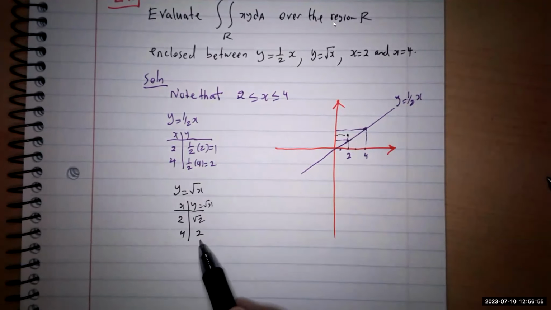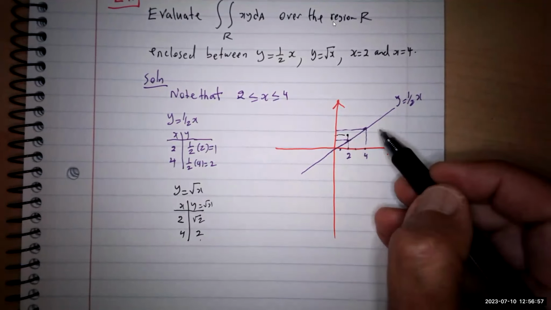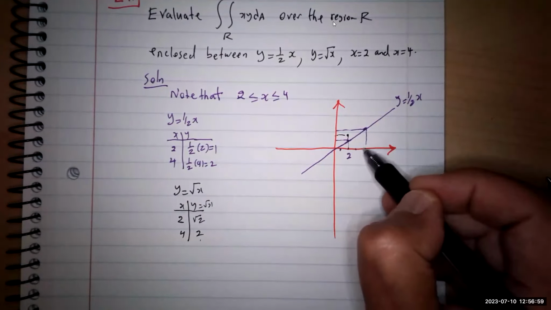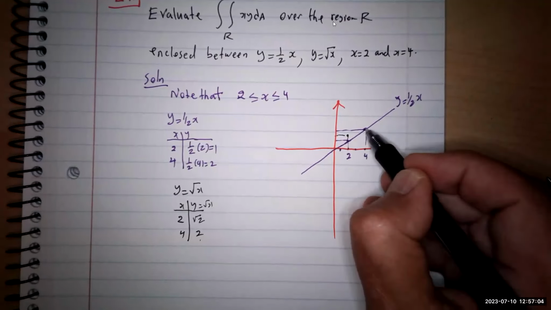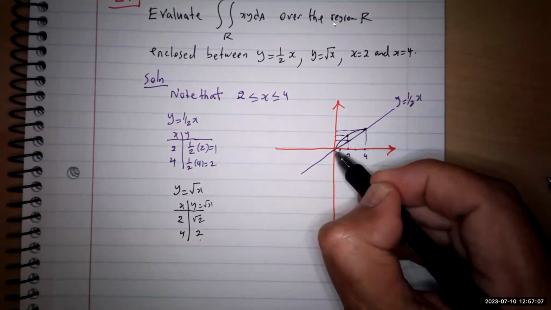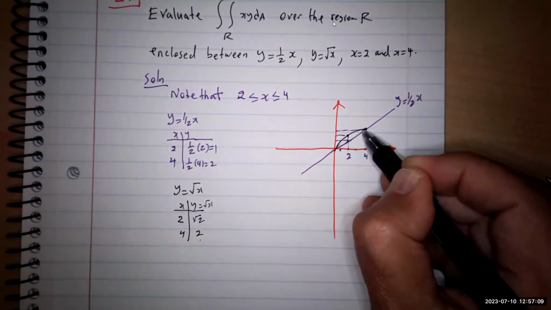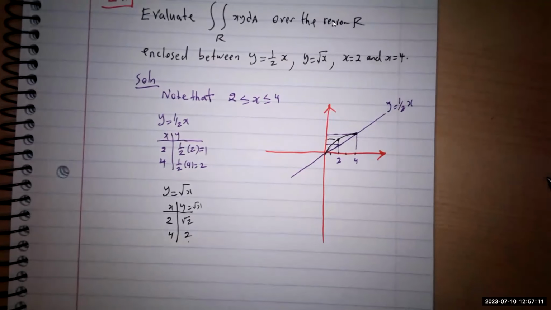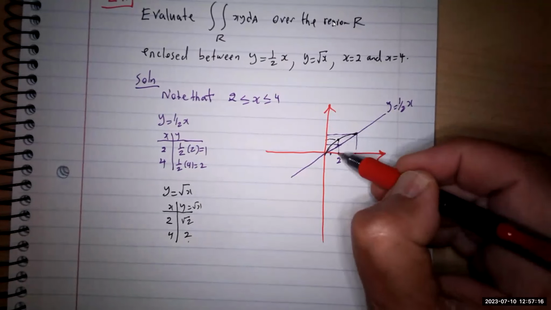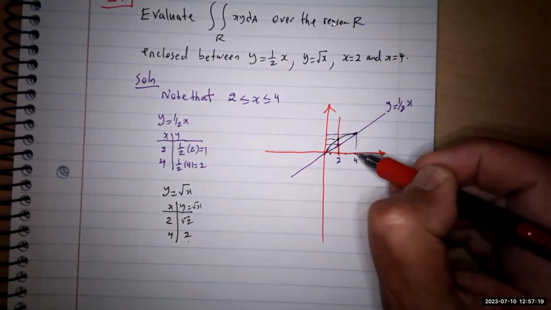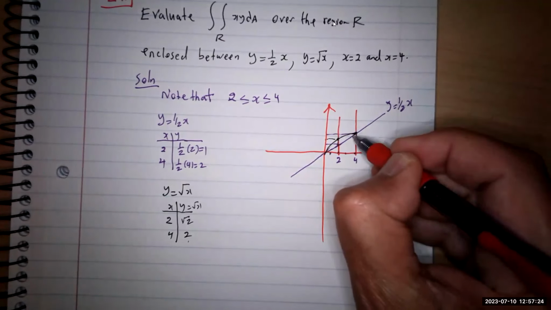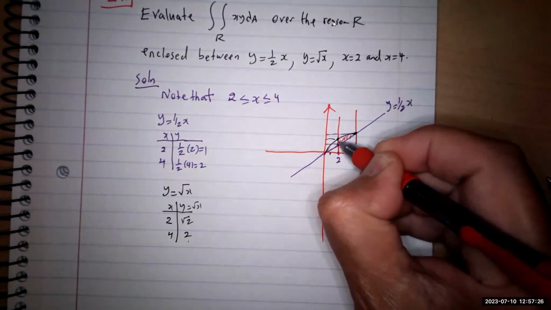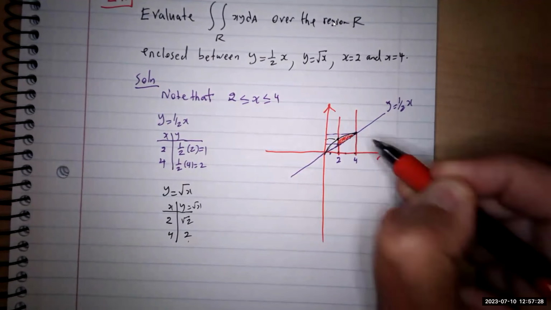Then I have 4 and 2, the same point again. So it's going to be a curve passing through the origin. But you wanted between 2 and 4, so this is going to be 2, and this is going to be 4. And at the intersection, this is going to be your graph, your region. This is the region that you have.